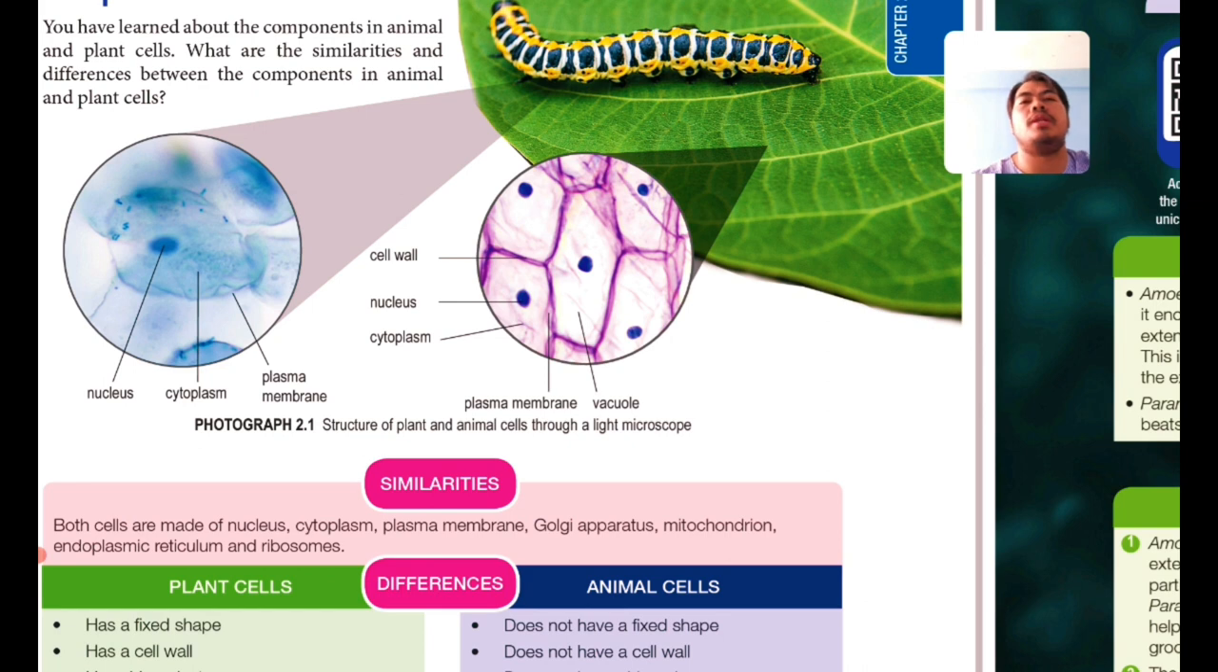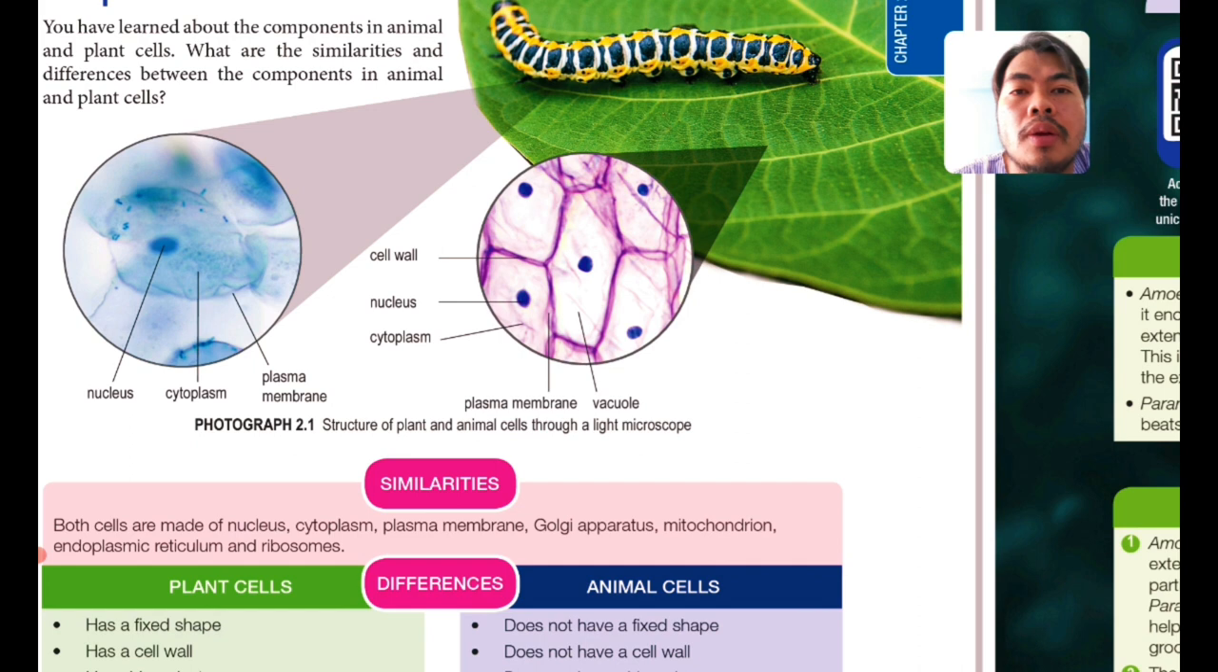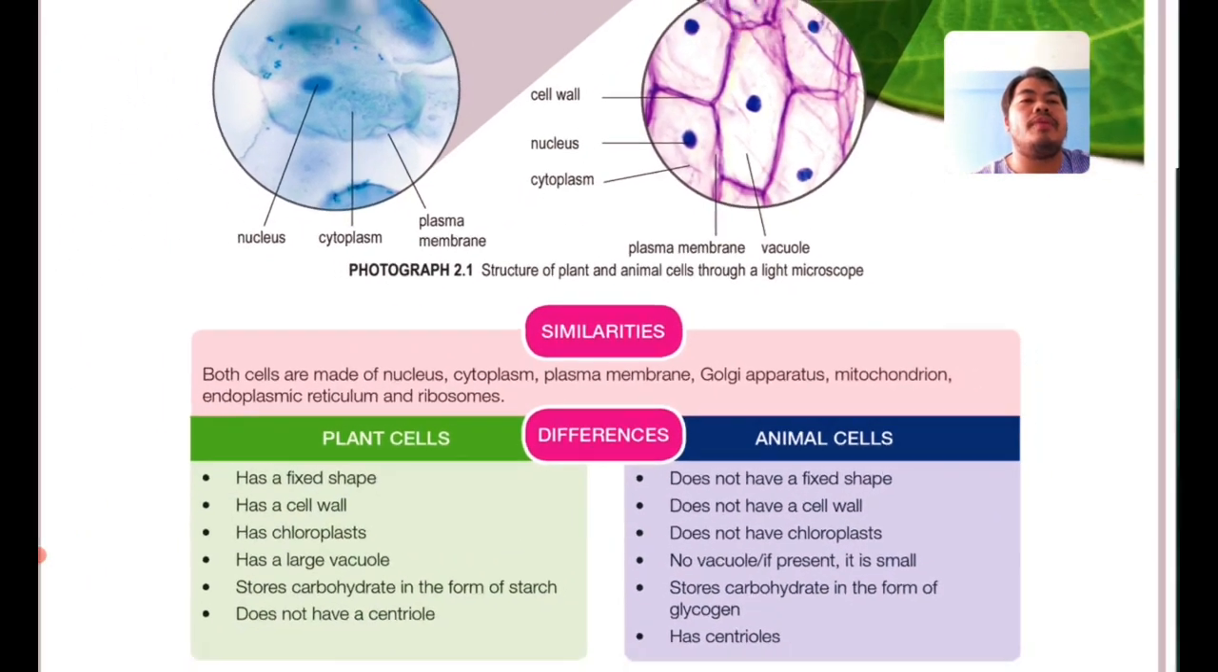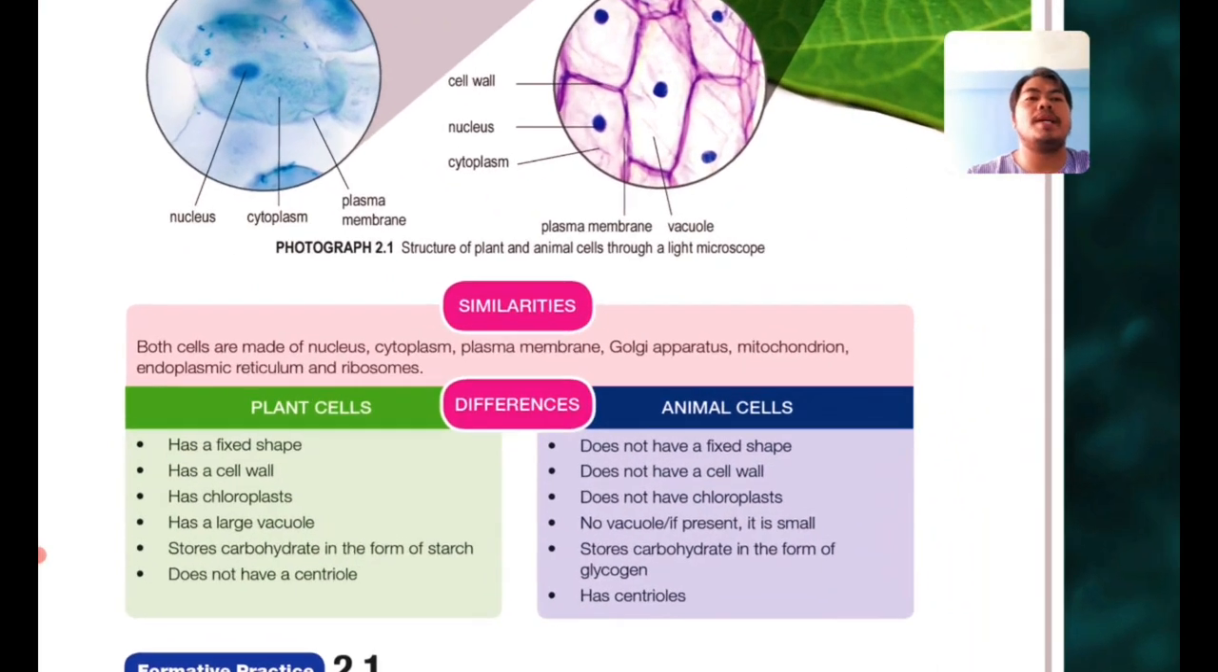If you use the electron microscope, you will be able to look at the organelles that we have discussed right now. Here you look at the nucleus, cytoplasm, plasma membrane. In the plant cell, we have cell wall, nucleus, cytoplasm, plasma membrane, and vacuole. That is the only thing that we are able to see using the light microscope. And then we have similarities. Both cells are made of nucleus, cytoplasm, plasma membrane, Golgi apparatus, mitochondrion, endoplasmic reticulum, and ribosomes.